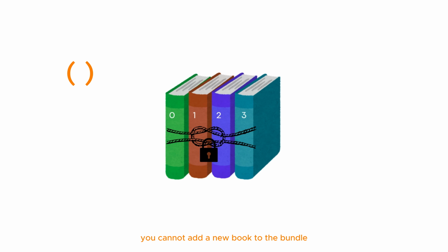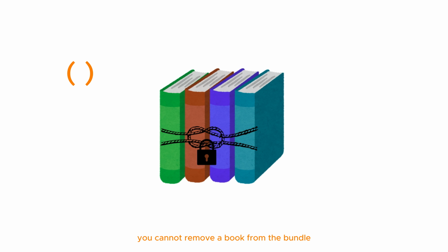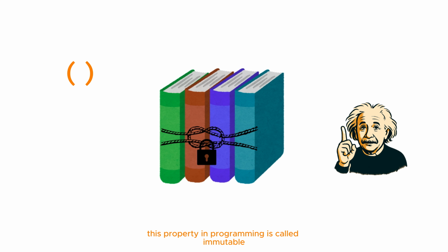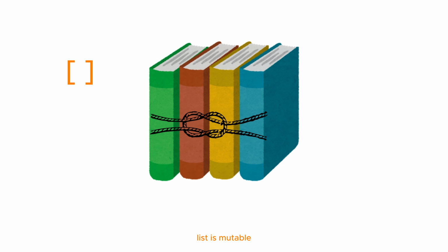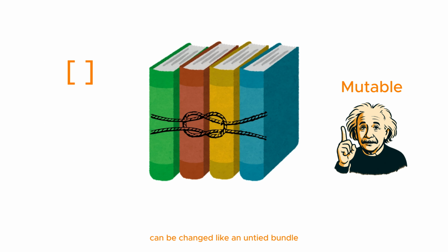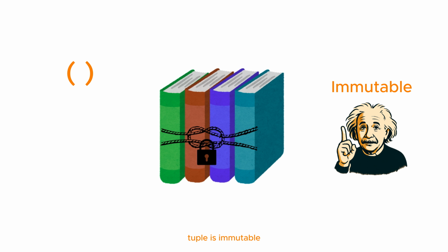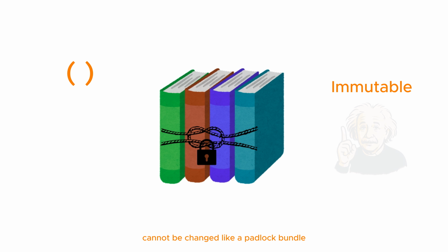You cannot add a new book to the bundle. You cannot remove a book from the bundle. You cannot change the order of the books. The bundle is locked and cannot be changed. This property in programming is called immutable. So this is the core difference. List is mutable, can be changed like an untied bundle. Tuple is immutable, cannot be changed like a padlock bundle.